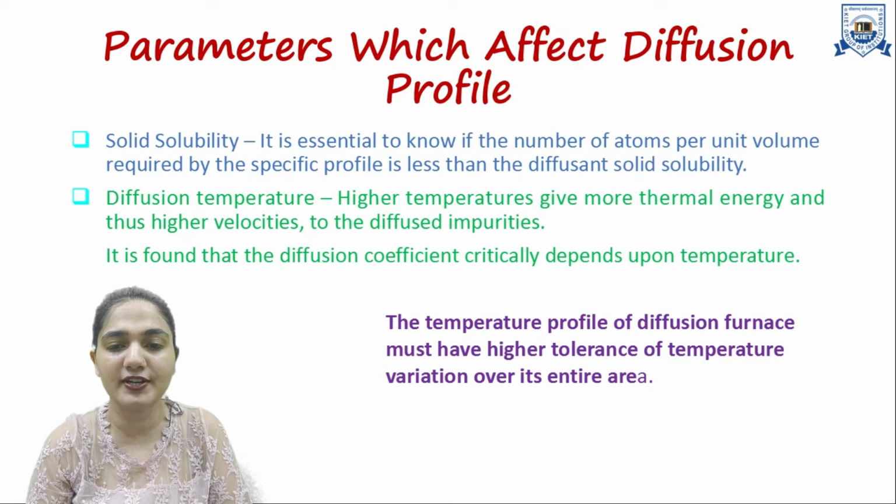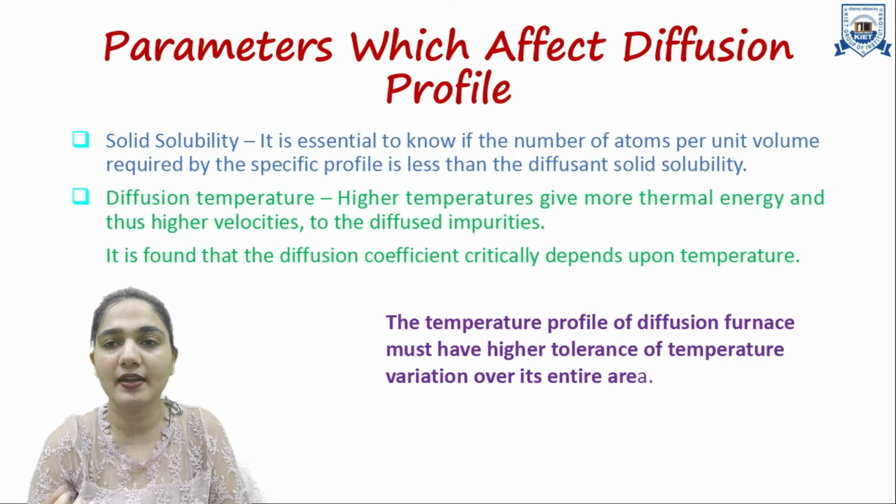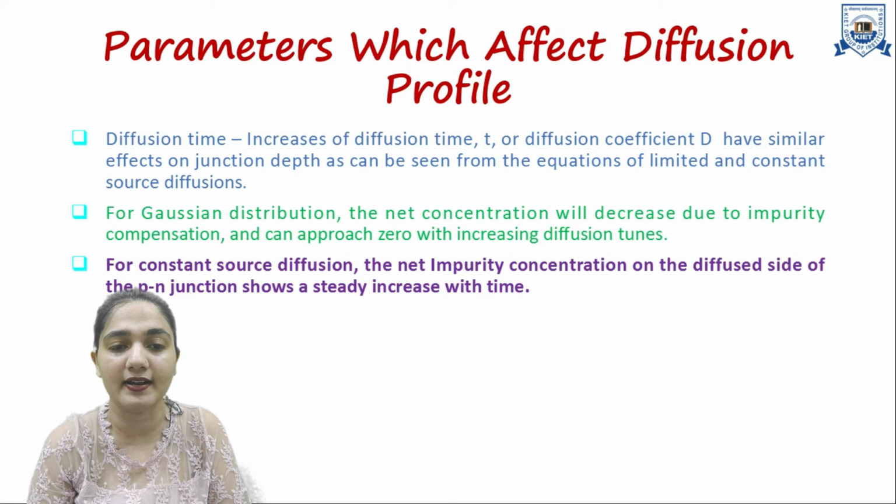Then we have diffusion temperature. Higher temperature gives more thermal energy and thus higher velocity to the diffused impurities. Okay, so whenever we have higher temperature, the velocity will be high, vibrations will be high, the atomic jumps will be high. It is found that the diffusion coefficients critically depend upon the temperature, and temperature plays a very important role in the diffusion process. The temperature profile of the diffusion furnace must have higher tolerance of temperature variation over its entire area.